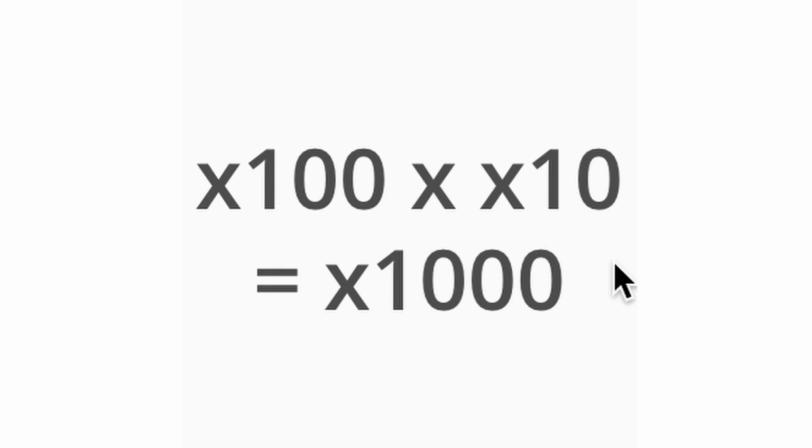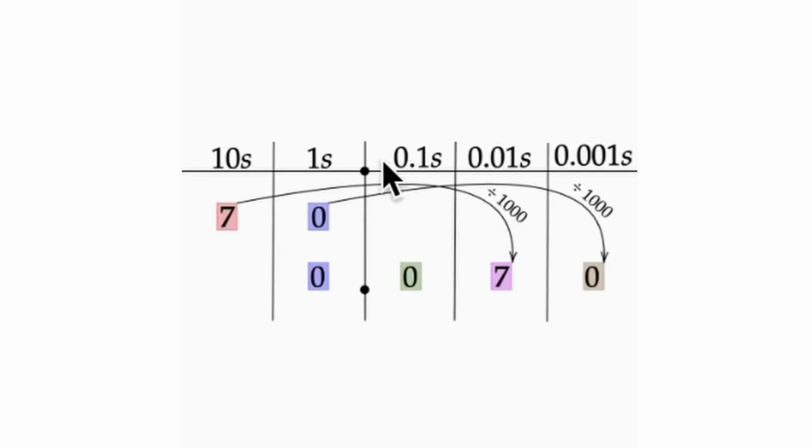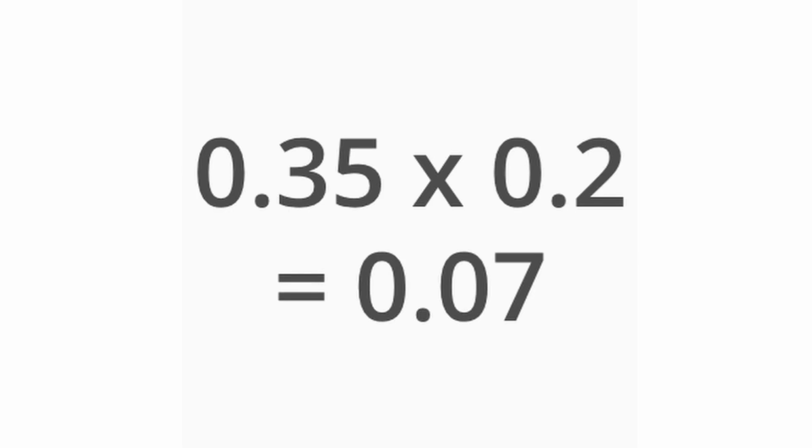What's the actual answer? Well, the opposite of something being bigger is something being smaller. So instead of timesing by 1,000, you have to divide by 1,000 to get the actual answer. So therefore, you do 70 divided by 1,000. You move 1, 2, 3 places to the left to get 0.070. But because there are no more integers after this 0, we can just ignore it. So therefore, 0.35 times 0.2 is equal to 0.07.